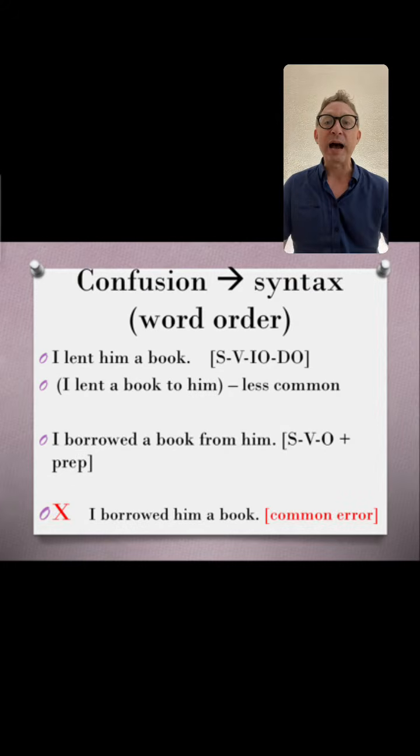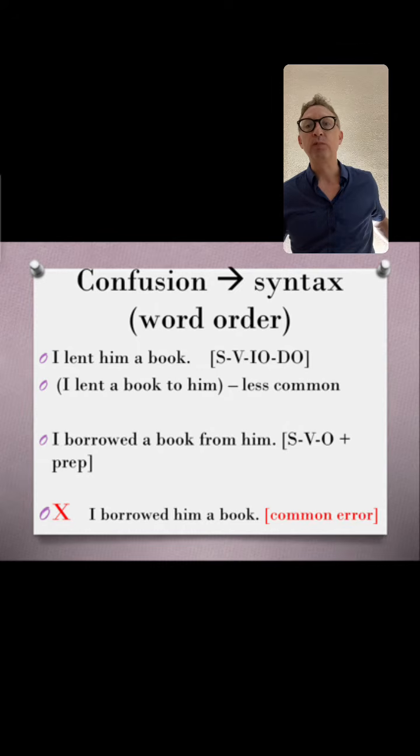All right, here we go. I lent him the book. I gave him my book. I lent him the book. Subject, verb, indirect object, direct object. Less common, I lent a book to him.